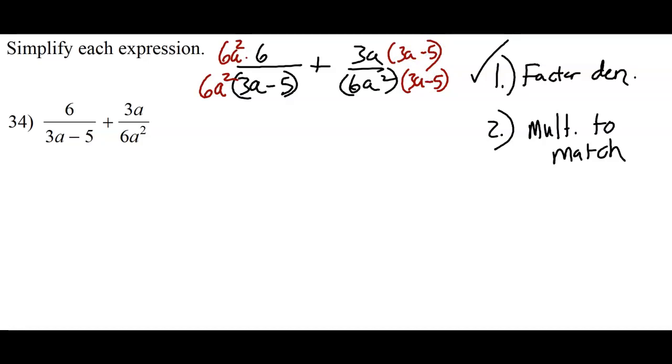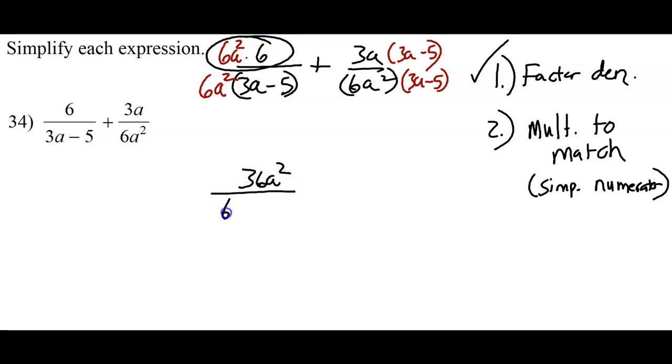Now, part of this step as well is to make sure you simplify the numerator. You don't have to simplify the denominators, but you do need to simplify the numerators. So this becomes 36a squared. The bottom I'm going to leave like this. I don't want to multiply. On this one, we're going to have to distribute that 3a. So that's going to be 9a squared minus 15a.